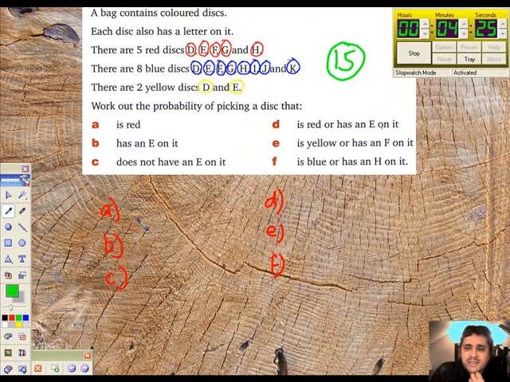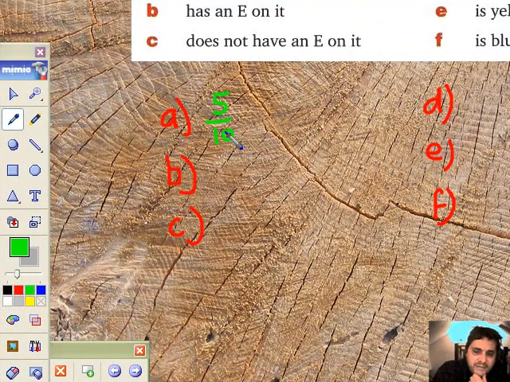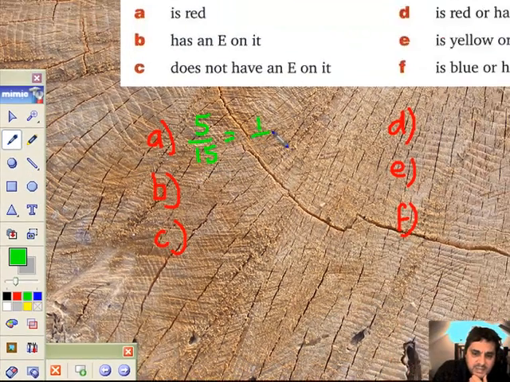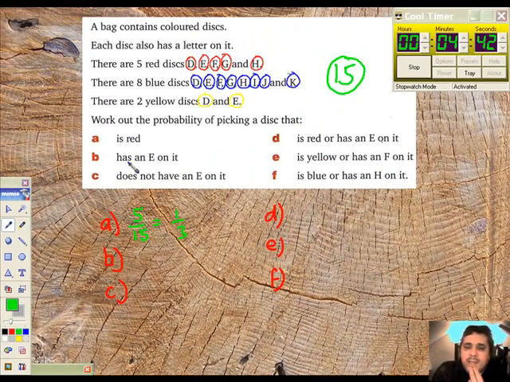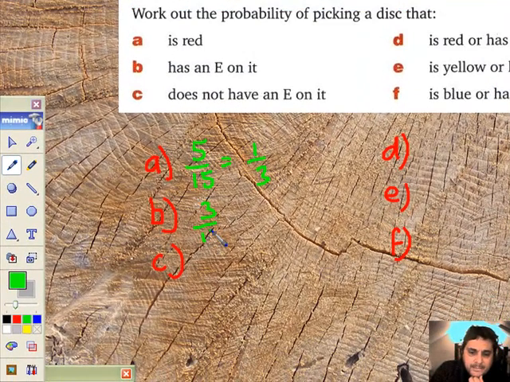A, what's the probability that the disc is red? So probability of a red is, well, let's have a look. I've got 5 out of 15. Oops, I'll put 10 there quickly. Get rid of it. 5 out of 15. That's going to be a third, to simplify it down. B, what's the probability of having a disc with an E on it? Well, I've got 1 there, 1 there, and 1 there. That's 3 over 15, which is a fifth.